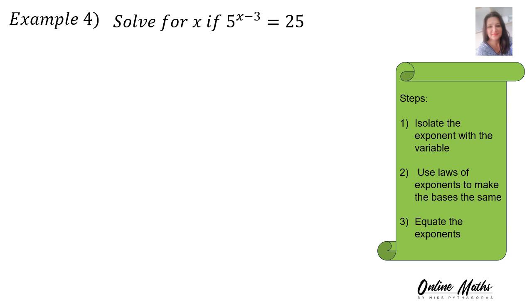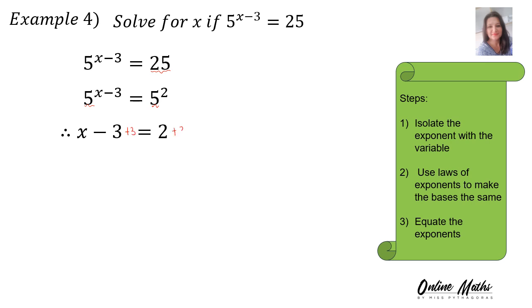Example 4. Solve for x if 5 to the x minus 3 is equal to 25. Now the problem on this one is the 25 on the right-hand side. What you first have to do is prime factorize 25 and write it as 5 squared. Then the bases are the same. Now we can equate exponents. Therefore, x minus 3 is equal to 2. And then when we want to solve x, we will add 3 to both sides. And we end with x is equal to 2 plus 3 and x is equal to 5.